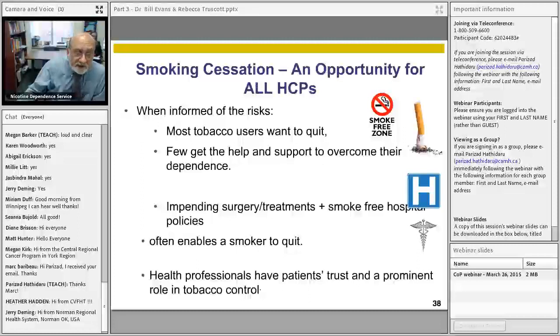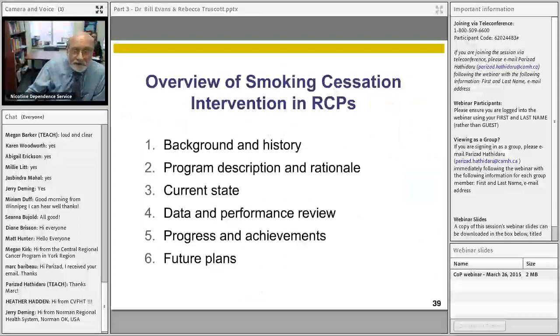And we have to recognize that health professionals do have the trust of their patients, and hence health professionals, be they specialist oncologists or primary care providers or nurses or radiation therapists, have a prominent role in tobacco control to help achieve the best outcomes for cancer patients. So at this point, I'm going to pass over to Rebecca Truscott, who's going to give you an overview of the Cancer Care Ontario smoking cessation interventions that we're undertaking through our regional cancer programs.